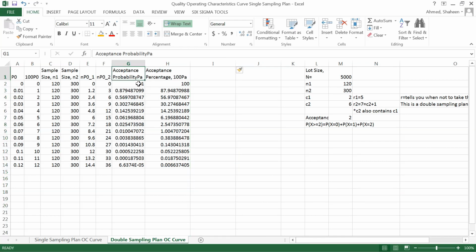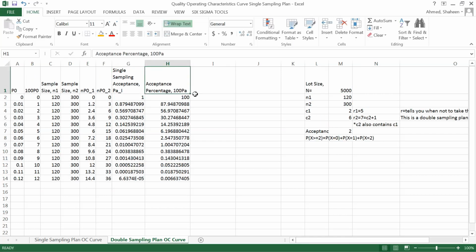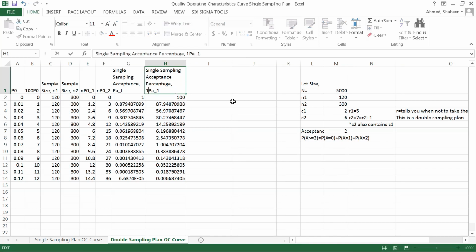So this is the percent of acceptance for single sample. I would like to rename that single sampling acceptance probability, PA. I would like to call that PA1, defined like that. And this would be the single sampling acceptance percentage PA1. So this is in percentage, so that should actually be times 100 to indicate that this is in percentage, like that.